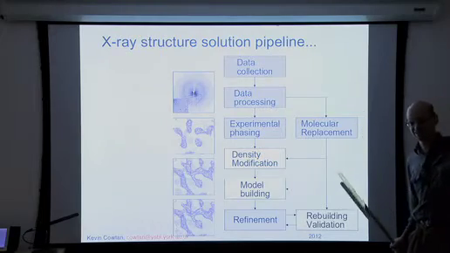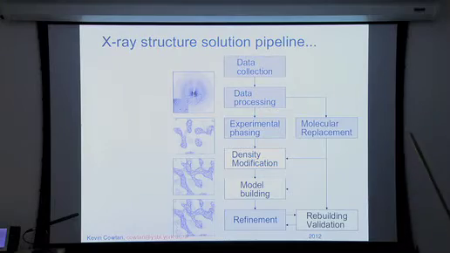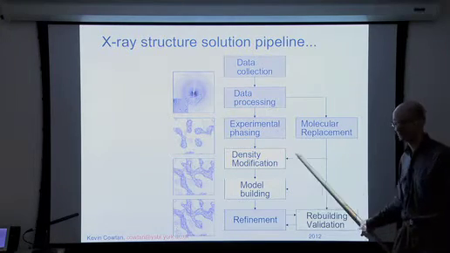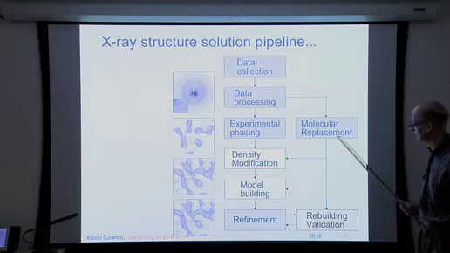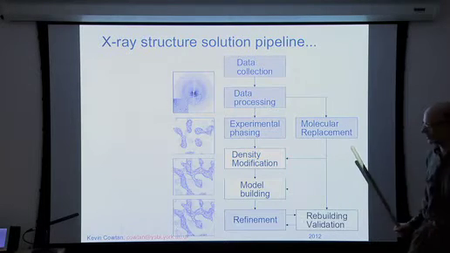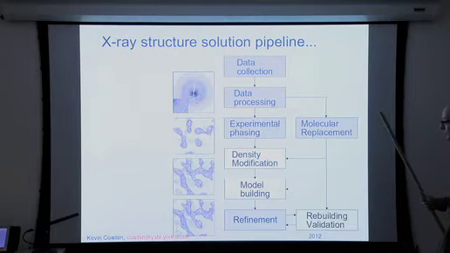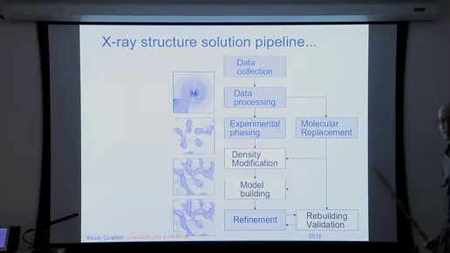Or the alternative pathway is, if we've got a homologous structure, then we do a molecular replacement calculation, which places a known model in our map. That gives us an alternative source of phases, which gives us an electron density map. We can go from there straight into density modification, as we would with experimental phasing. We can skip straight to model building and rebuild the model from scratch in the map that we got from molecular replacement, or we can just rebuild the model that we got from molecular replacement.